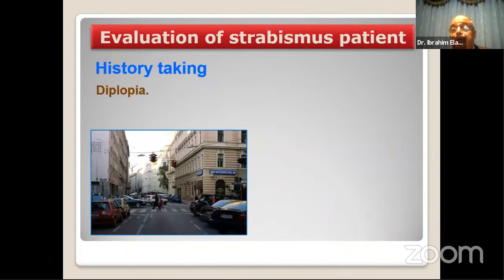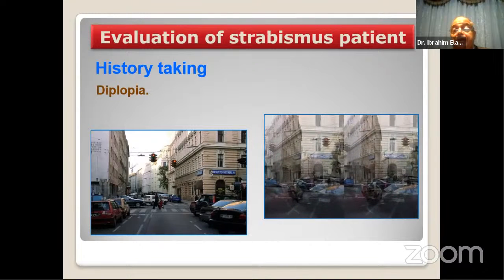Also, you have to ask about diplopia. Diplopia is incompatible with life. Look at this street. This is the usual appearance for everyone, normal. If the patient has diplopia, he sees like that. This is impossible to cross this street.